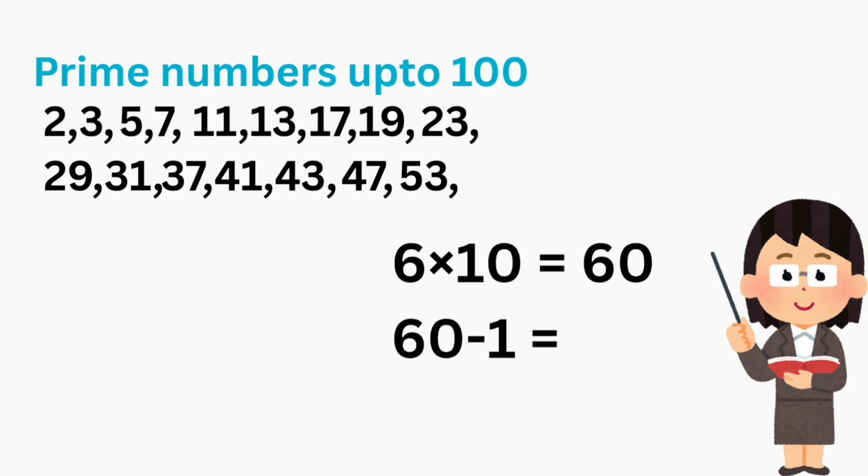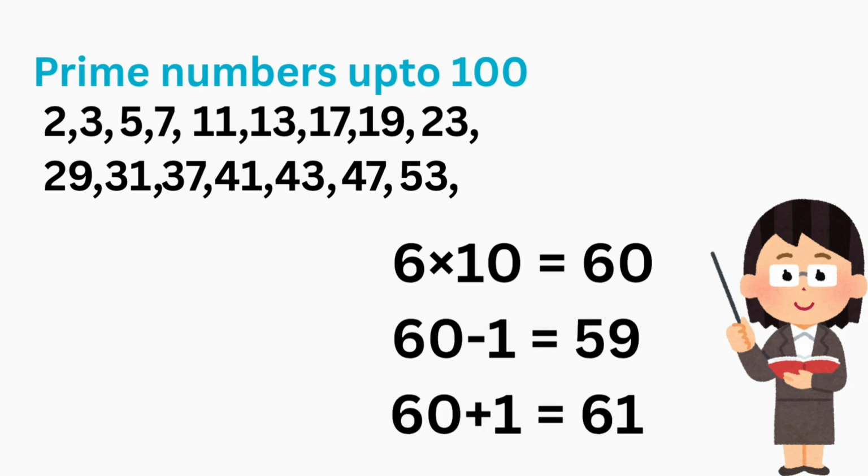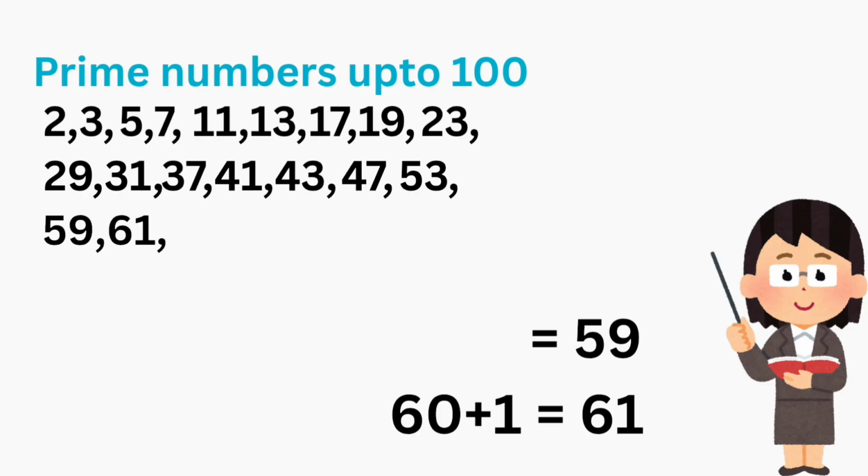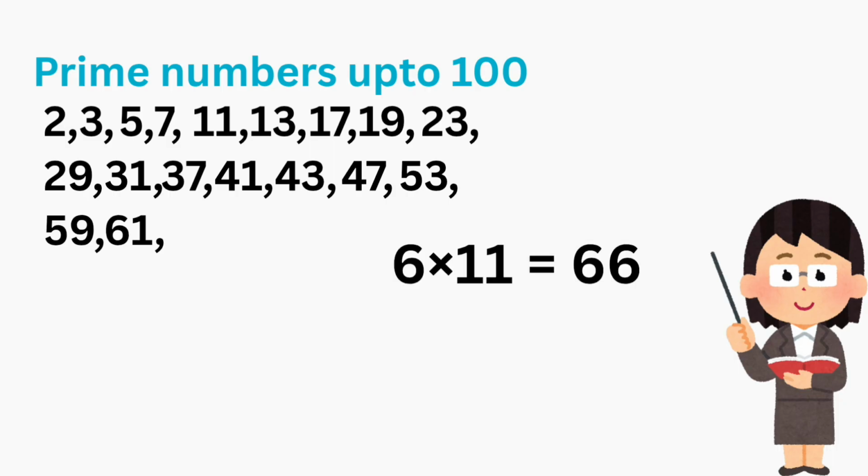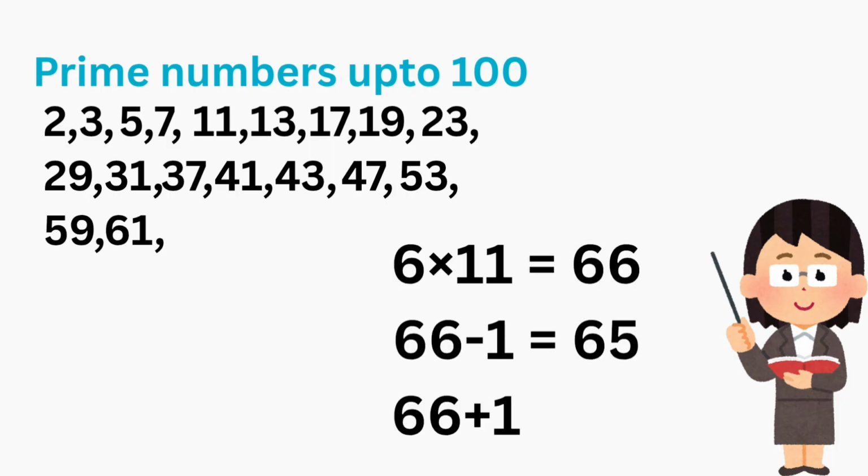6 tens are 60, 60 minus 1 is 59 and 60 plus 1 is 61. So here 59 and 61 are the next prime numbers. 6 elevens are 66, 66 minus 1 is 65 and plus 1 is 67. So here 67 is the only prime number as 65 is divisible by 5.